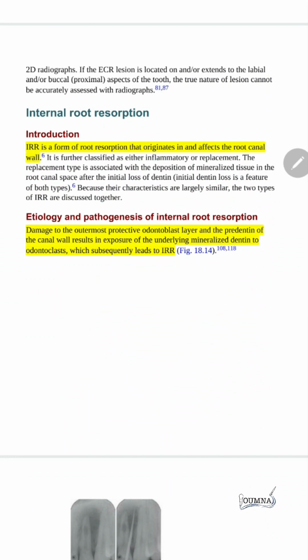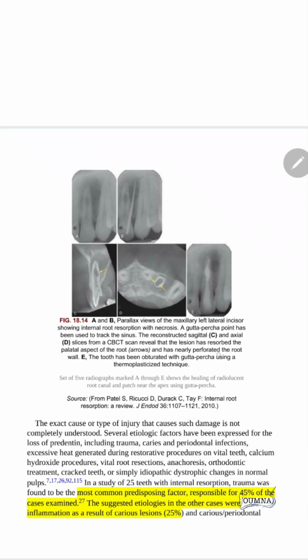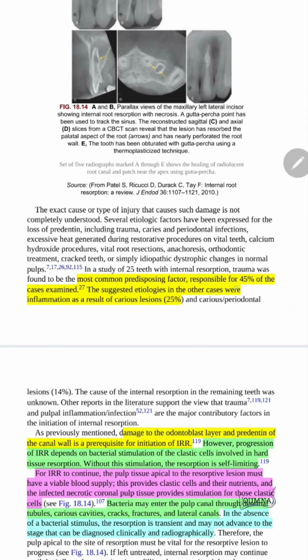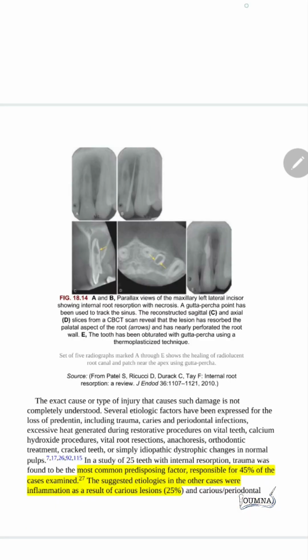Now let's talk about the internal root resorption. The internal root resorption is associated with traumatic injuries, and in 45% of the cases it is seen radiographically as an oval or round-shaped radiolucency that is continuous with the pulp.